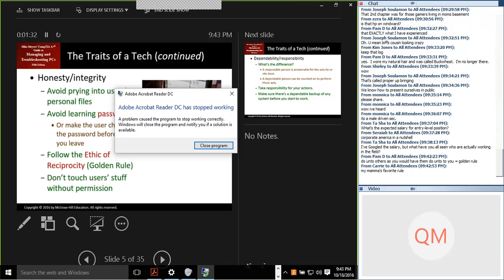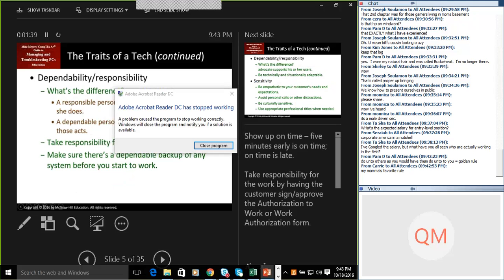Any questions so far? This is basic stuff. We haven't even gotten into the tech stuff yet. But the tech stuff is about Thursday, I believe.